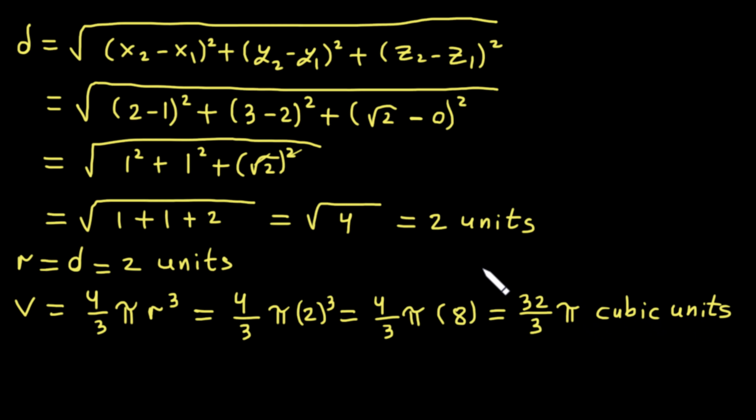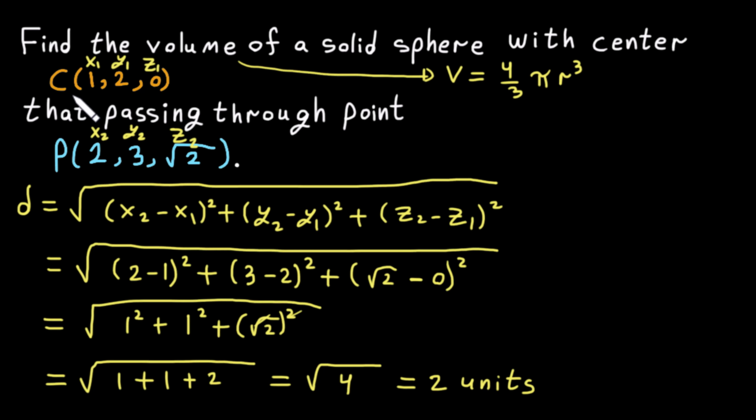By knowing just 2 points, which is the center C (1, 2, 0) of the solid sphere, and a point on its surface, which is P (2, 3, square root of 2), we are able to find the radius using the distance formula and then calculate the volume of the solid sphere using this volume formula.